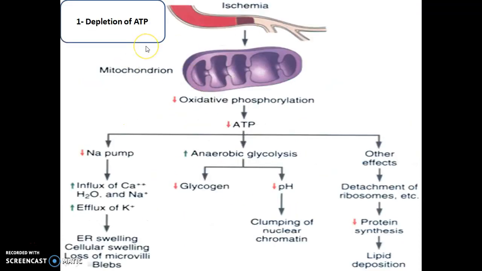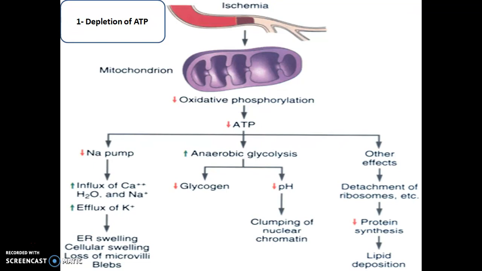Now let's discuss the first mechanism of cell injury, which is ATP depletion. As you all know, the reduction in ATP level is a fundamental cause of necrotic cell death. ATP depletion and decreased ATP synthesis are frequently associated with both hypoxic and chemical injury. ATP is produced in two ways.